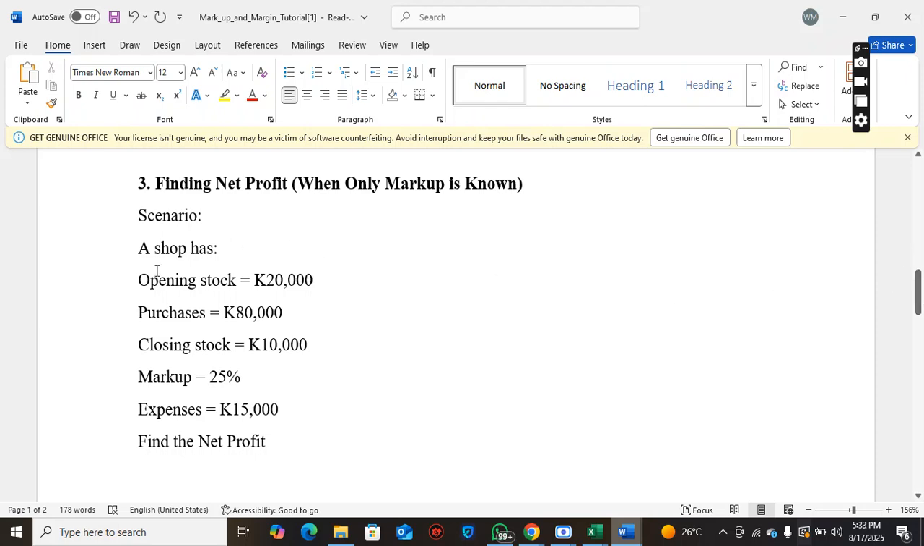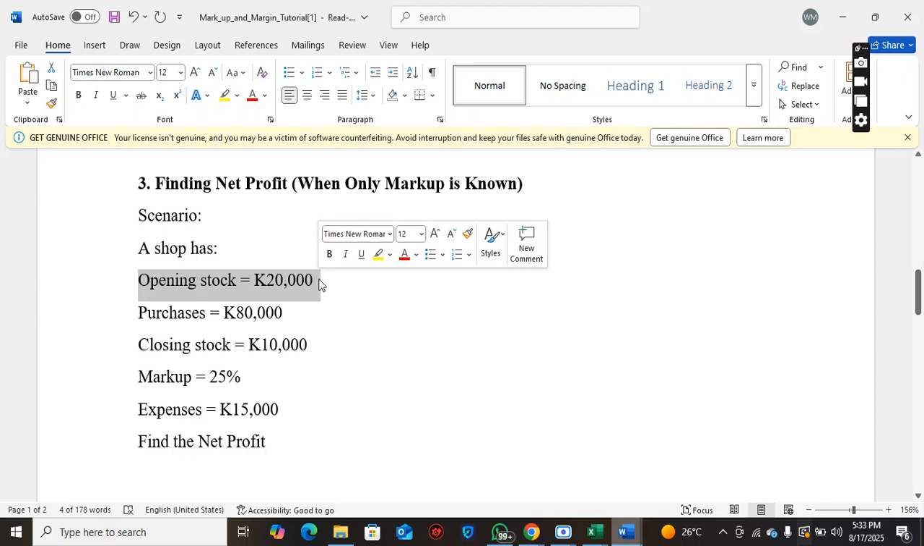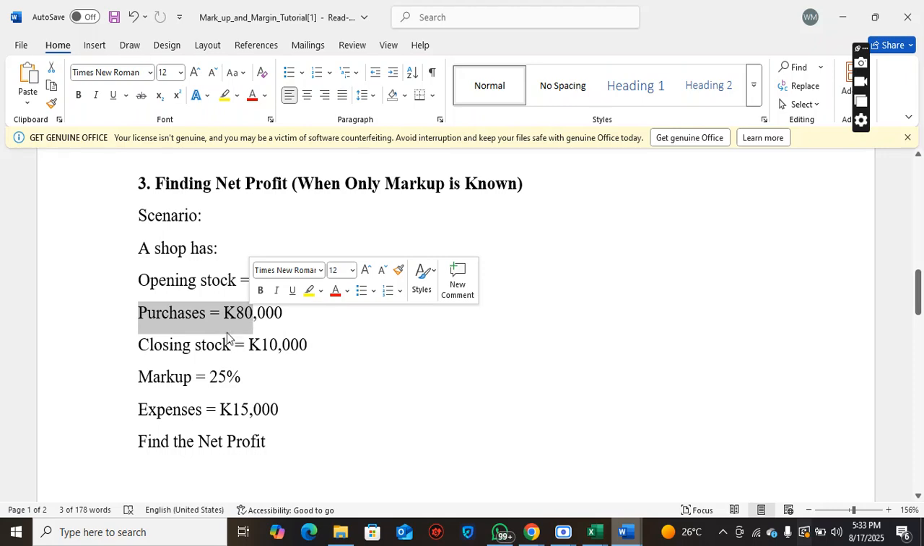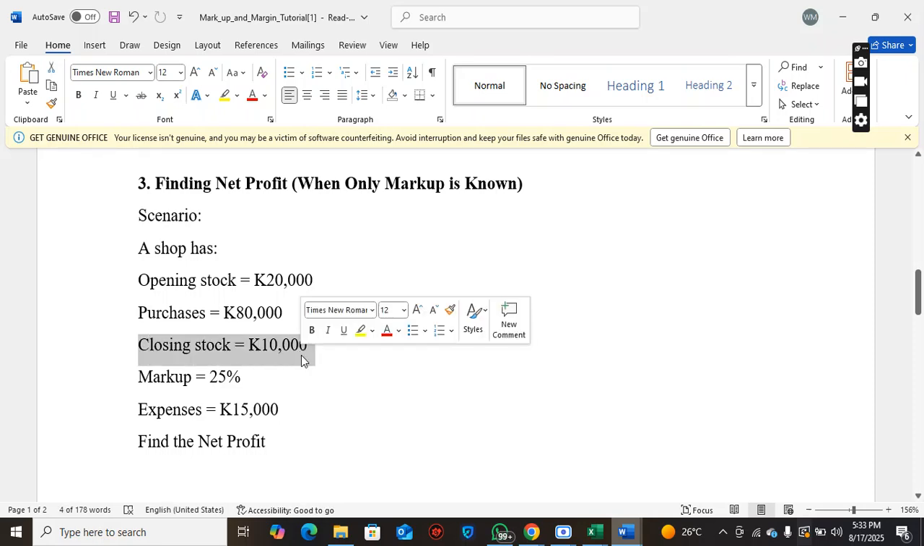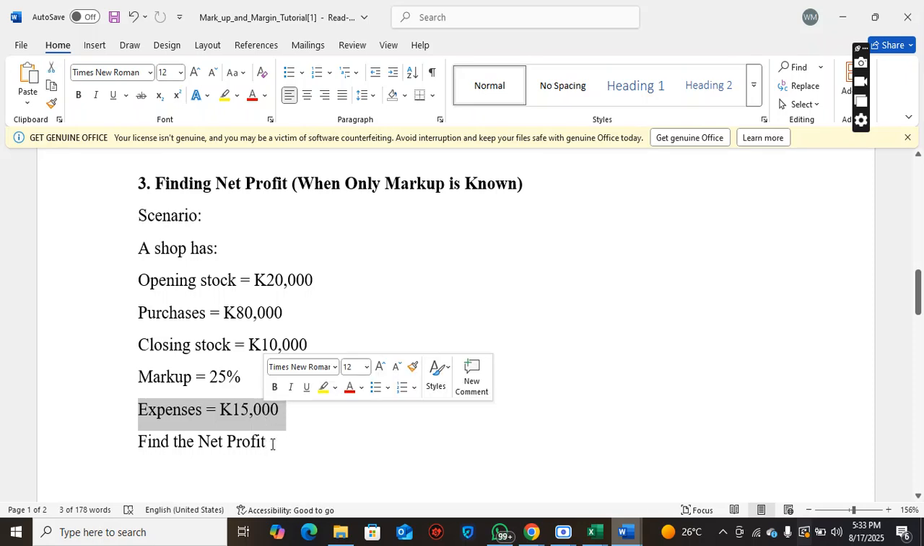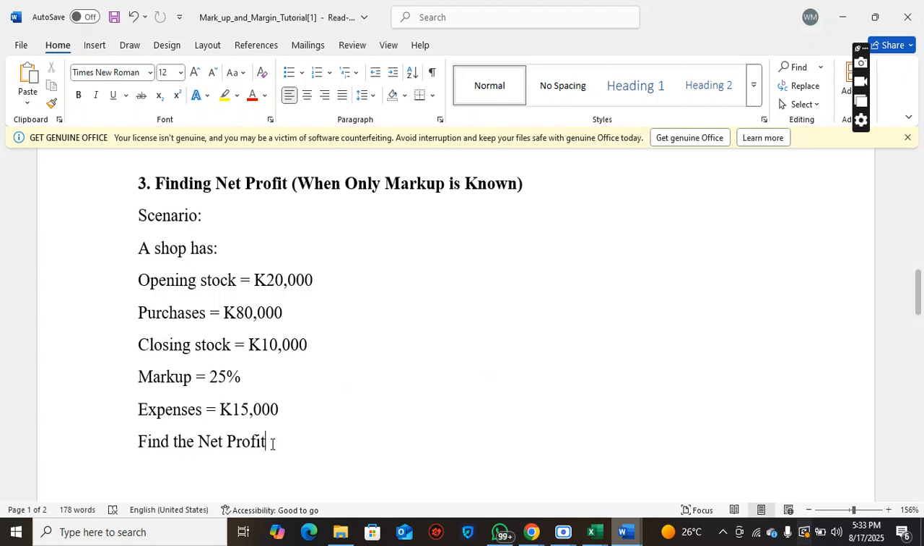A shop has the following: opening stock 20,000, purchases 80,000, closing stock 10,000 kwacha, markup 25%, expenses 15,000. Find the net profit. So here it's again like a puzzle. Colleagues, we're detectives today. We are solving puzzles. So here, what do you think is the first thing we need to do?